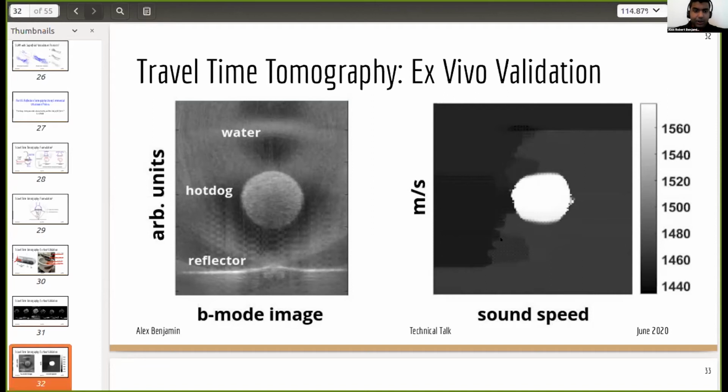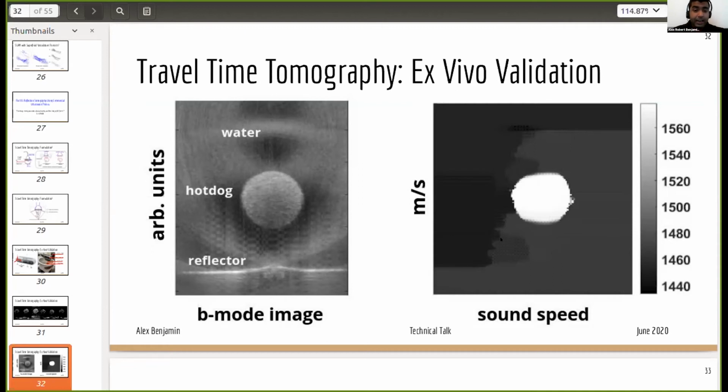And the second thing is you're actually able to also extract the sound speed and differentiate it from the background, which is distilled water. And in the case of distilled water, we know that the sound speed is 1480. So the hot dog has a much higher sound speed than the background medium.